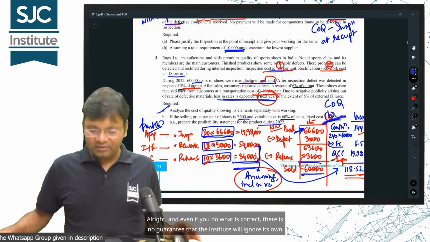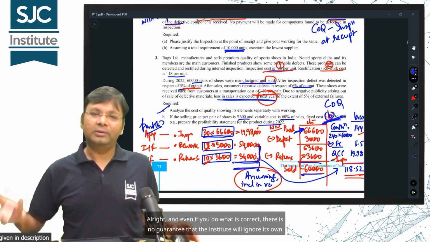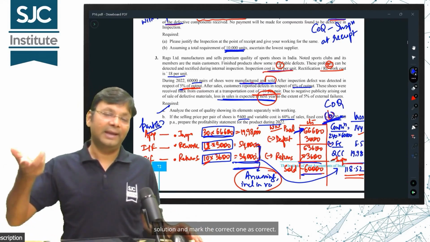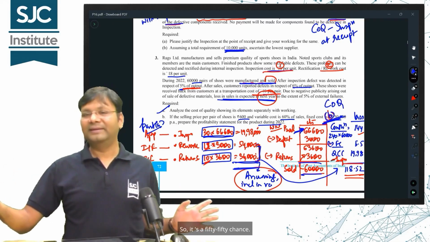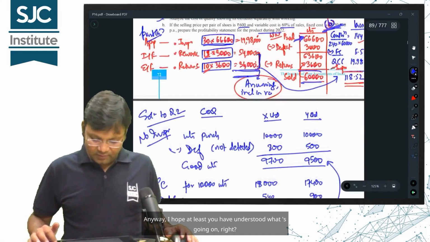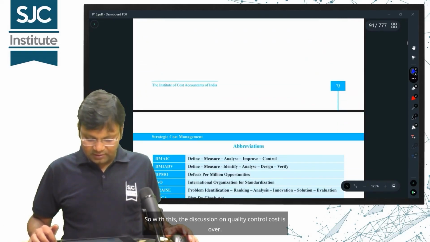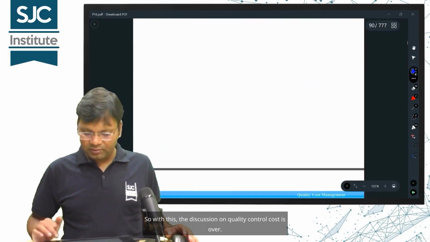And even if you do what is correct, there is no guarantee that the institute will ignore its own solution and mark the correct one as correct. So, it's a 50-50 chance. Anyway, I hope at least you have understood what's going on, right? So with this, the discussion on quality control cost is over.